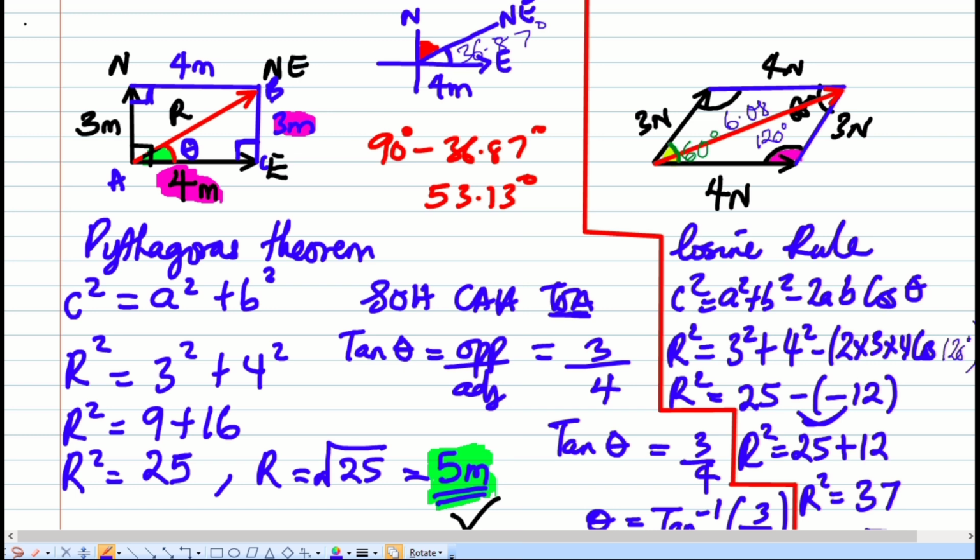We have 6.08 Newton. Now, how do we get the angle the resultant makes with the horizontal? So note that this is the angle, this is the direction, right? This angle here. So let me just highlight it with another color. Okay.